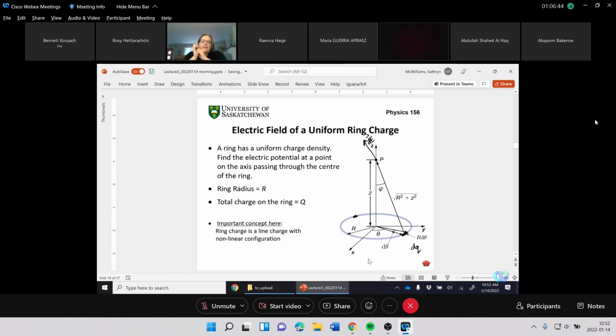Does anyone want to feel brave and tell us what you think the symmetry does for us here if this point P is right above the center of the ring, in a perpendicular direction? What will the symmetry do here for us? Cancels on x and y and gives us z. Gives us like the net electric field, the total electric field at point P is vertical only. The x and y components cancel out. That's correct. Okay.